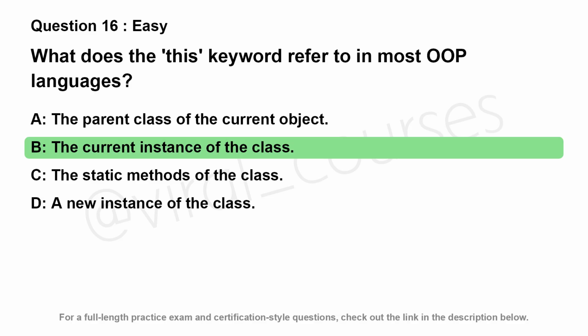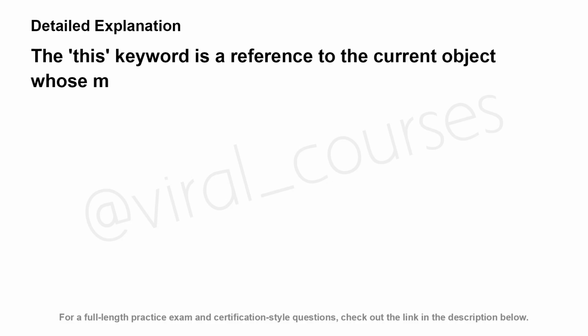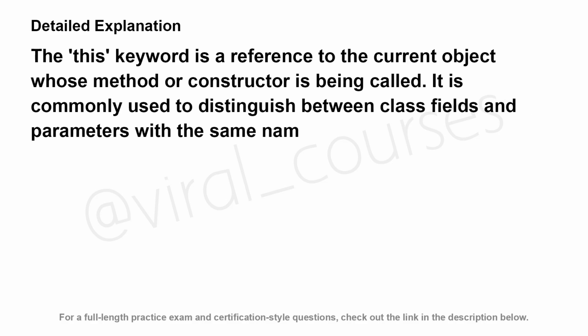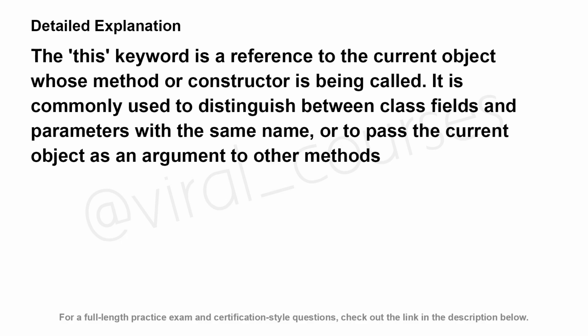The correct answer is B. The this keyword is a reference to the current object whose method or constructor is being called. It is commonly used to distinguish between class fields and parameters with the same name, or to pass the current object as an argument to other methods.